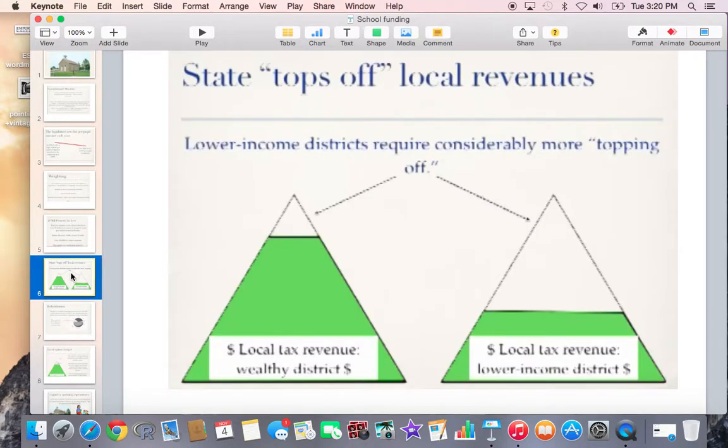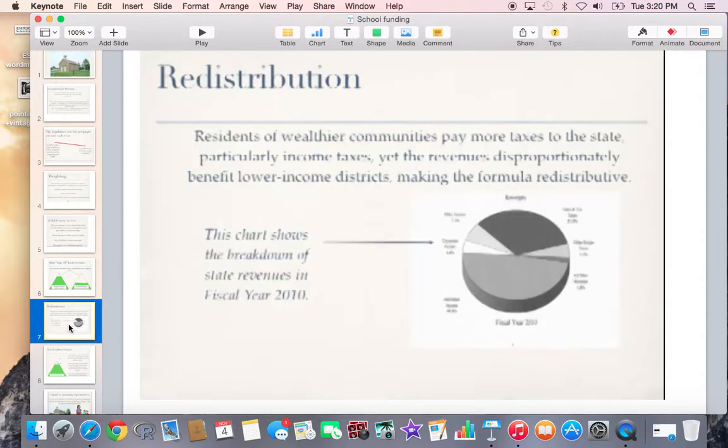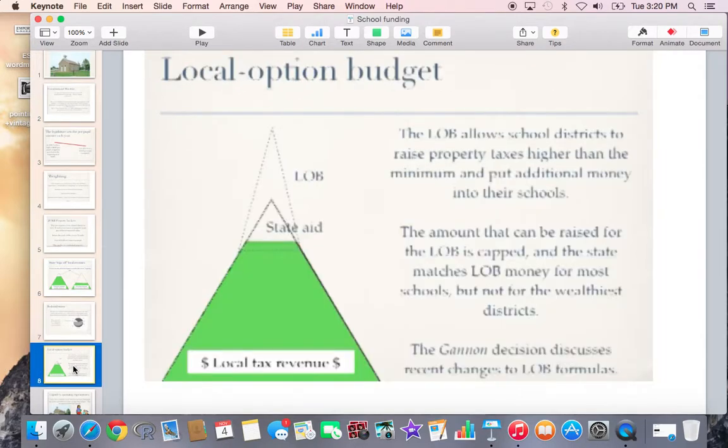So the state tops off the local revenues. In other words, you see that empty part of the two triangles. That is the shortfall between how much money the school district raised through its property taxes and how much money the state says they are supposed to have. And the lower income district needs more money. So the state puts the money in from general revenues. Again, that's mostly sales and income taxes that fund that.